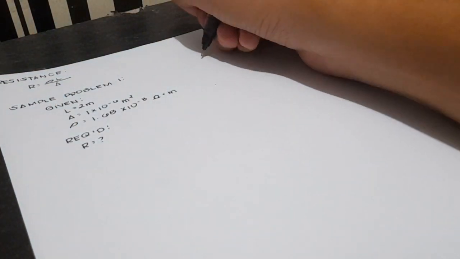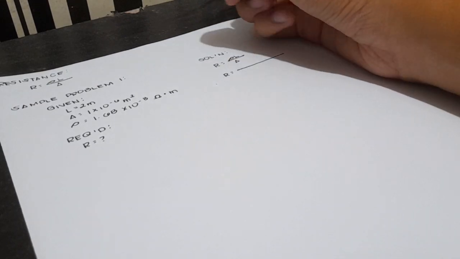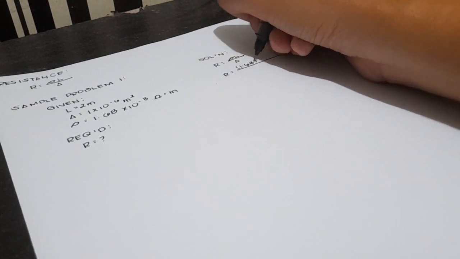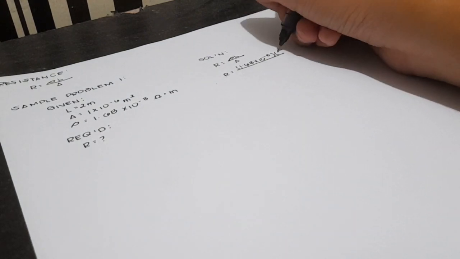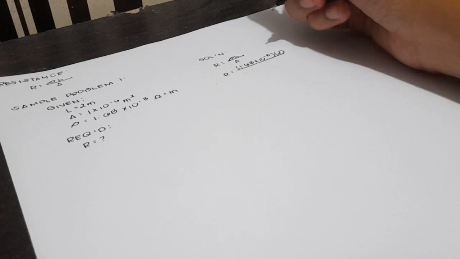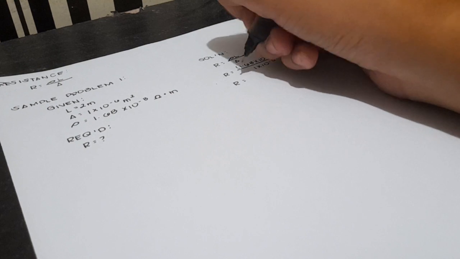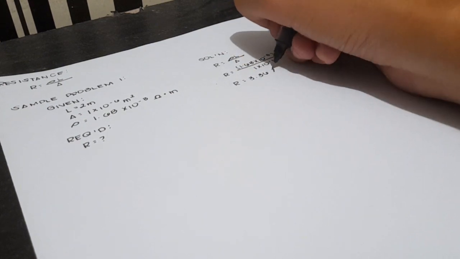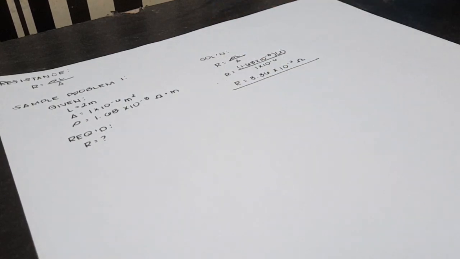Again, since there is a given length, area, and resistivity, we are going to use the formula R is equals to resistivity times length all over A. Using direct substitution, we will have R is equals to 1.68 times 10 raised to negative 8 times 2 all over 1 times 10 raised to negative 6, which equals to 3.36 times 10 raised to negative 2 ohms. Therefore, we have our resistance 3.36 times 10 raised to negative 2 ohms.